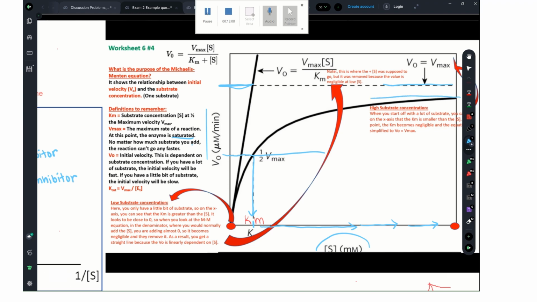V naught is the initial velocity. This is dependent on the substrate concentration. So the initial velocity is dependent on substrate concentration. If you have a little bit of substrate, your V naught will be low. If you have a lot of substrate, your velocity will be higher.